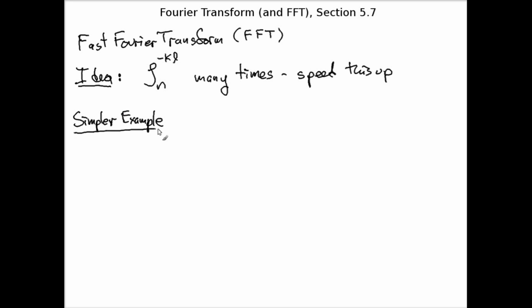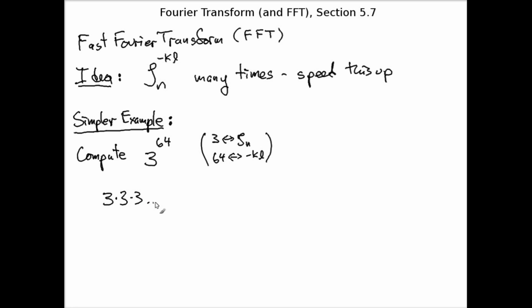Suppose I asked you to compute 3 to the 64. In this analogy, 3 is like this root of unity, and 64 is like this minus kl that you've got. So the obvious thing to do is multiply 3 times itself 64 times. How many operations does that take? It's 63, or approximately 64 operations.